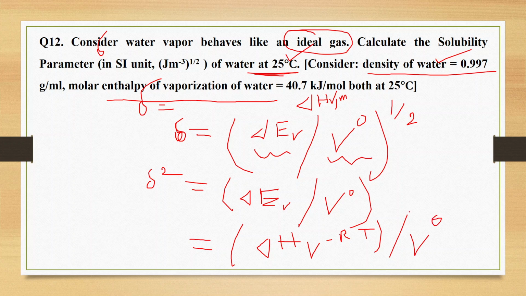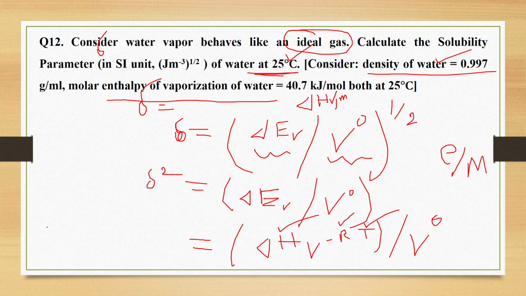Fine. So instead of V0, in place of V0, you can write rho by M. So now you have your delta H V value here, R you know, temperature is given, and rho and M you also know. So you can just calculate it from there. Two very strikingly different answers: one is 1.5 and another is 46,000 to 47,000.